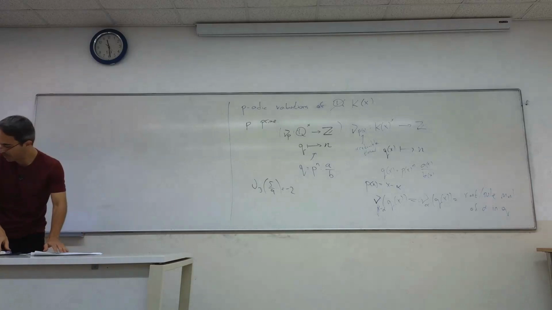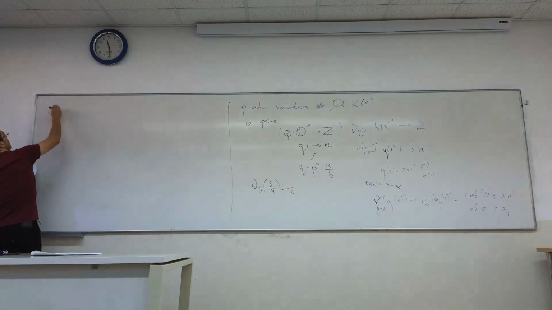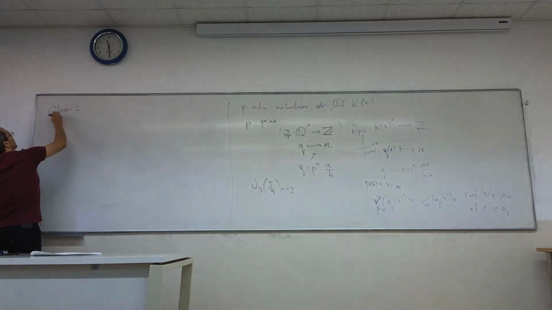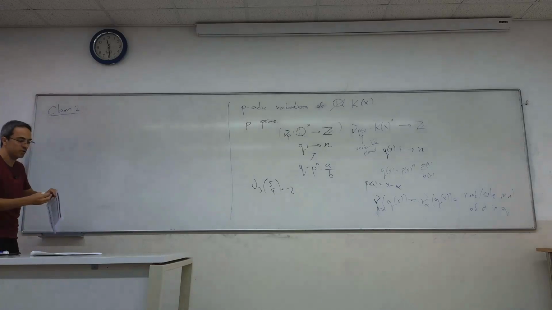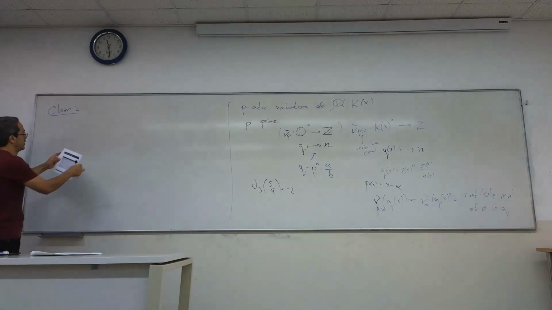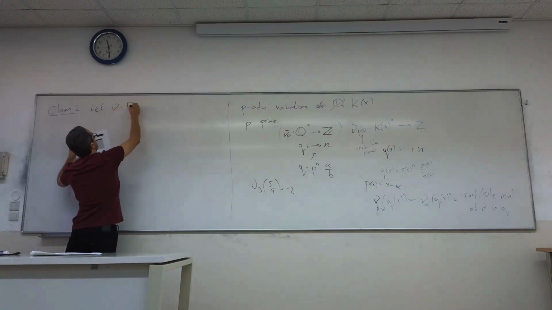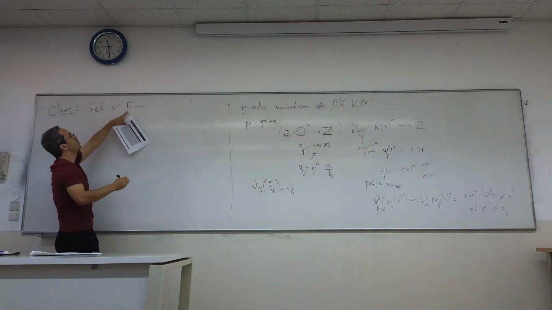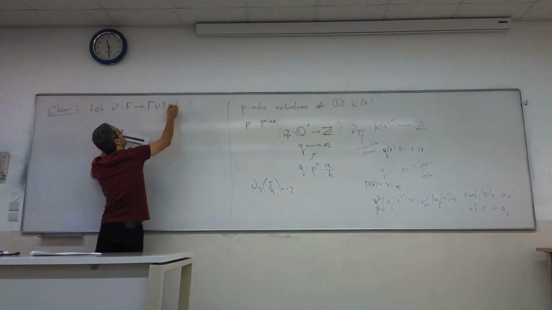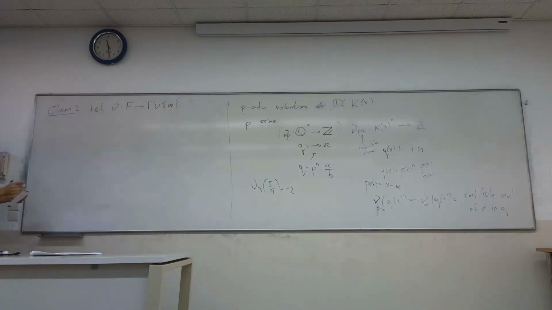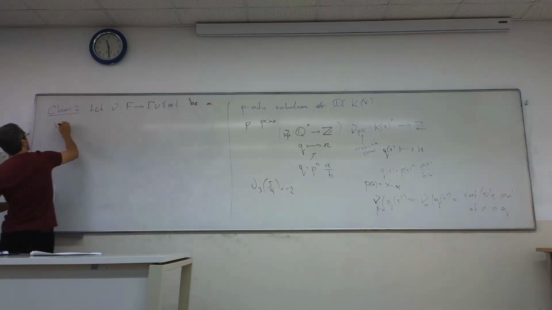So let's talk about basic properties of valuations. I call it here claim 2. Claim 2 tells you basic properties we're going to use throughout. Let V be a valuation. So I'm considering the extended version from F to gamma union infinity. Okay, only 0 is sent to infinity. So let this be a valuation.